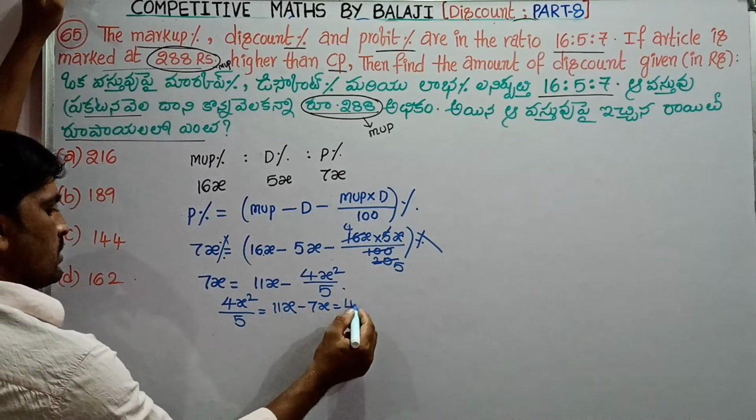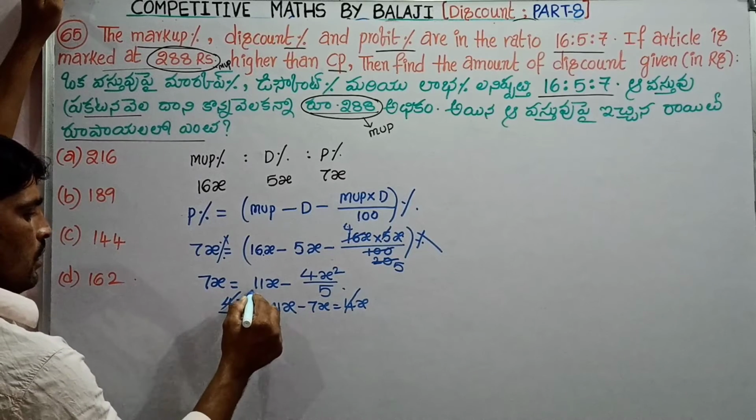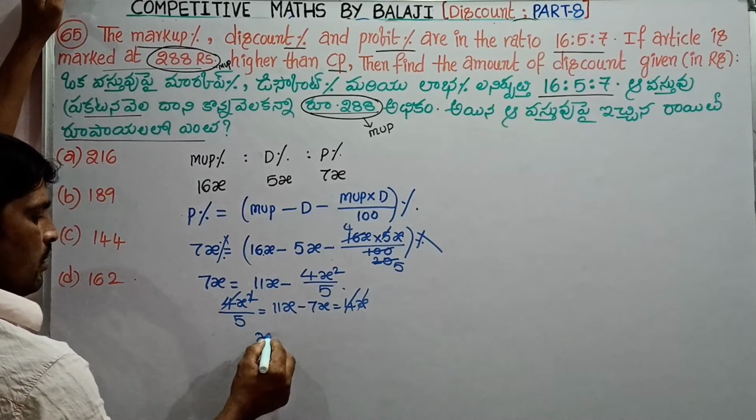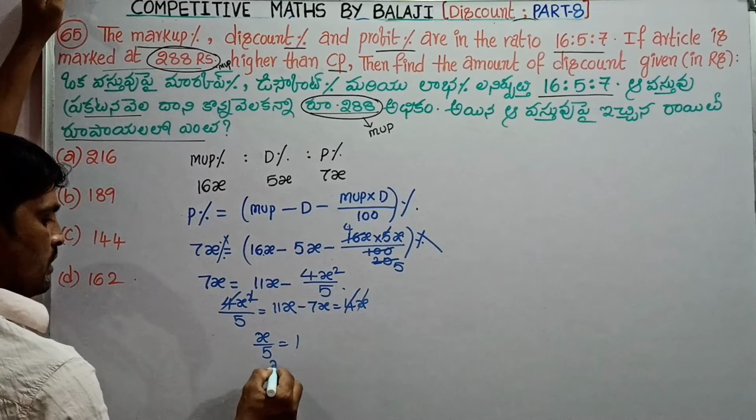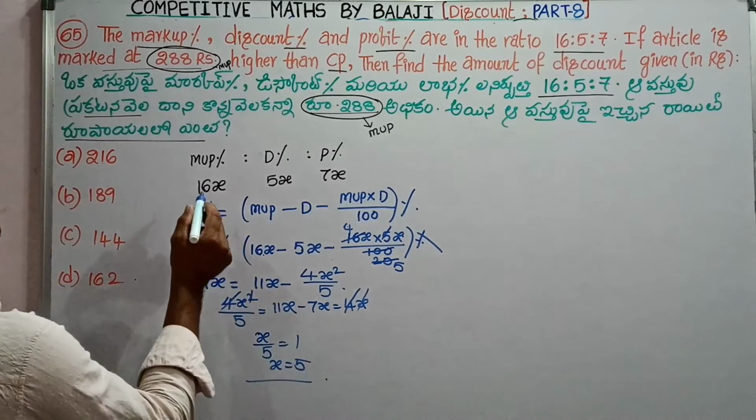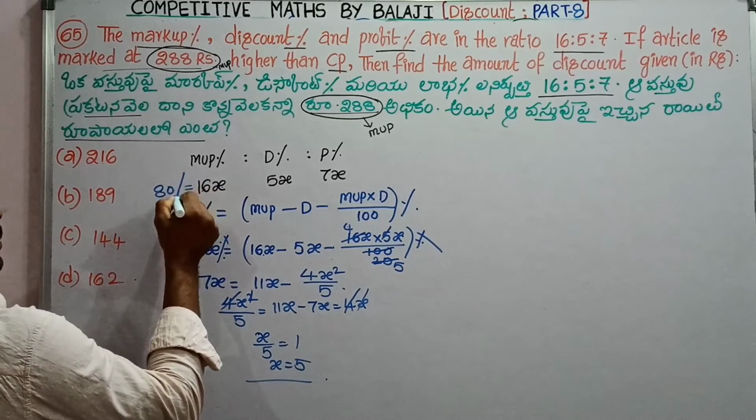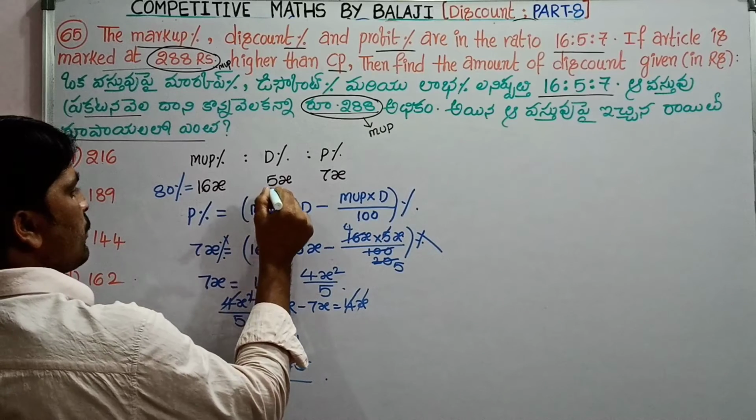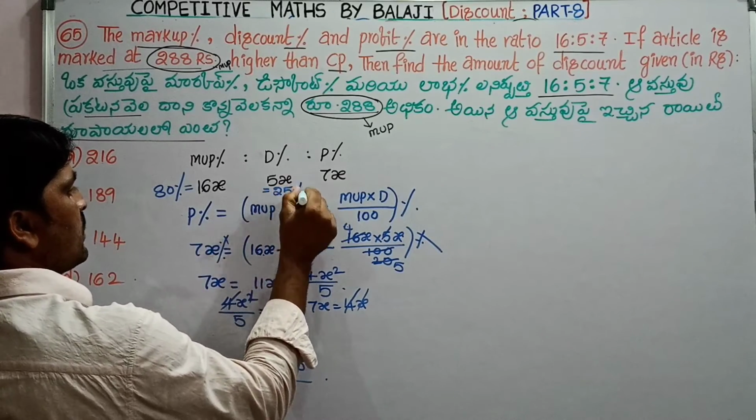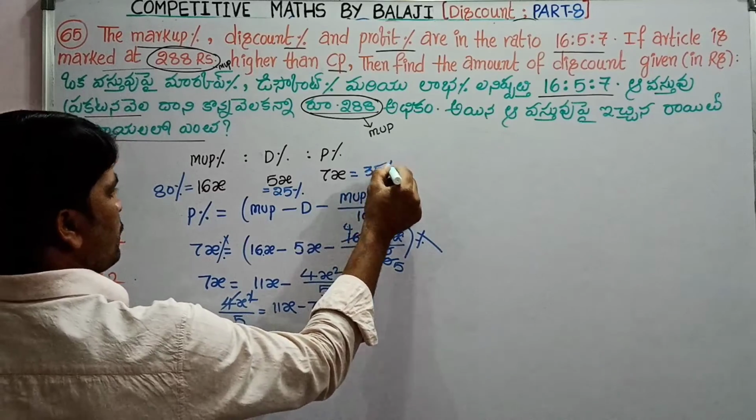Which is equal to 11x minus 7x, which is 4x. 4 gets cancelled, x gets cancelled, x by 5 equal to 1, so x equal to 5. Therefore, what is the markup percent? 16 5s are 80% markup. Discount is 5 5s are 25%. Profit is 7 5s are 35%.